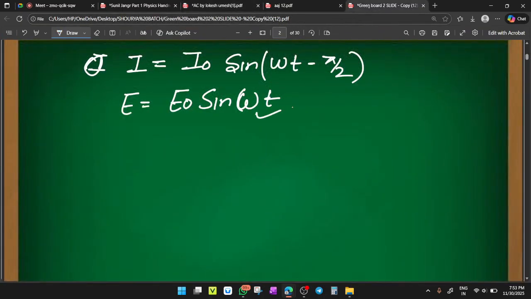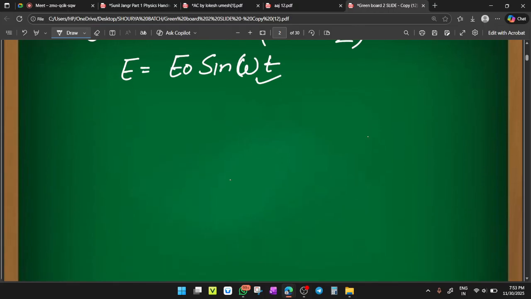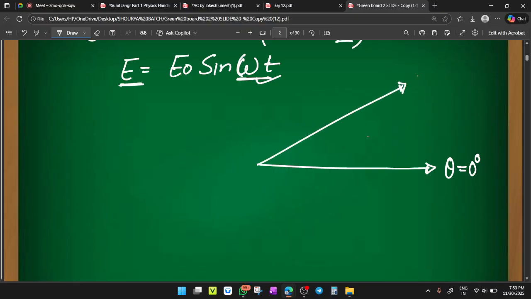Here, this is omega t. So let us draw the phasors. This is the baseline, with theta equal to 0. At time t, the angle for the EMF is omega t. So this is the phasor for the EMF, E naught, and this angle equals omega t. Clear?